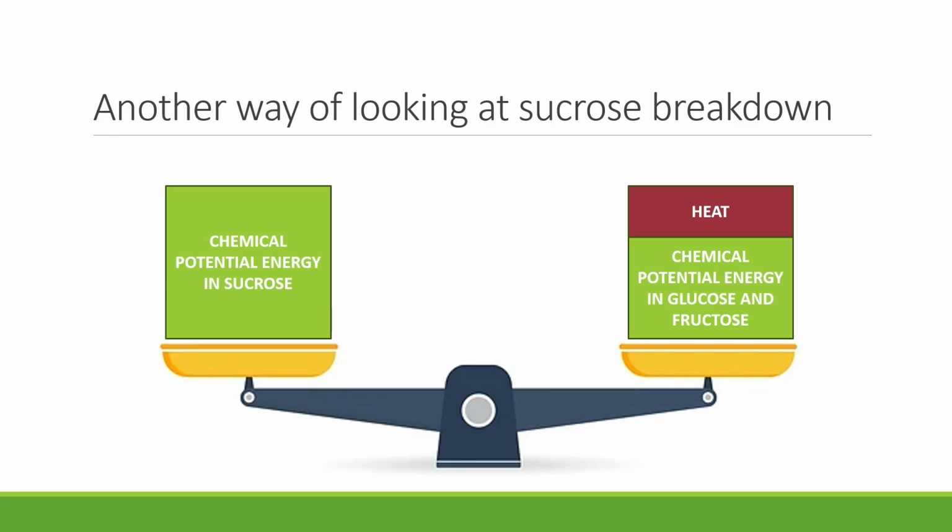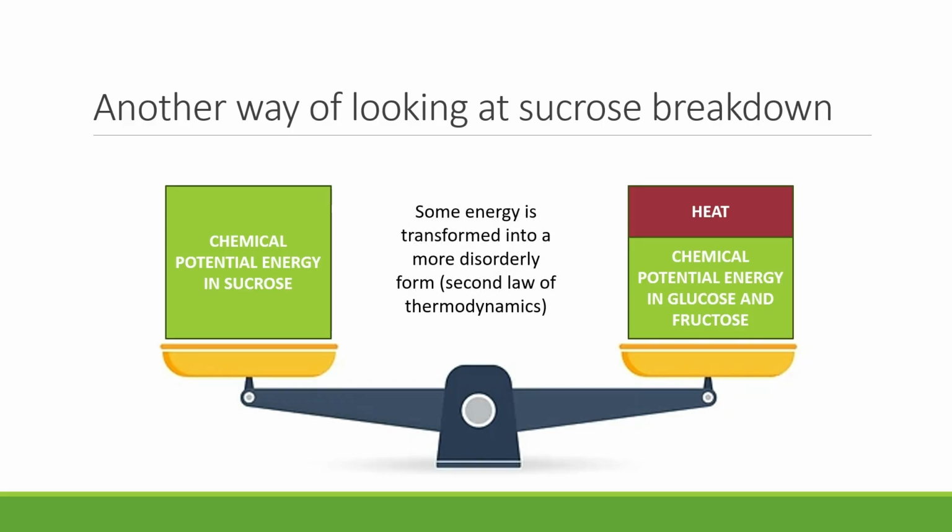As you can see, the total amount of energy is the same before and after the chemical reaction. The scale is still balanced, which means we're in compliance with the first law of thermodynamics. Energy is never created or destroyed. But on the after side, the right-hand side, some of the energy has become heat. And why is this significant? It's because some of the chemical energy turned into a more disorderly form.